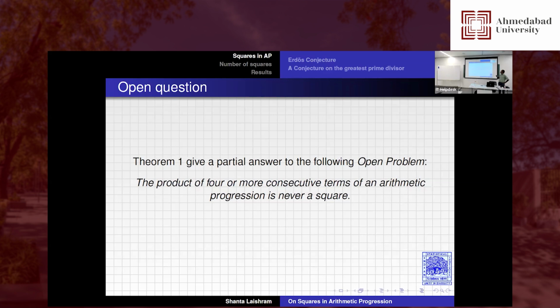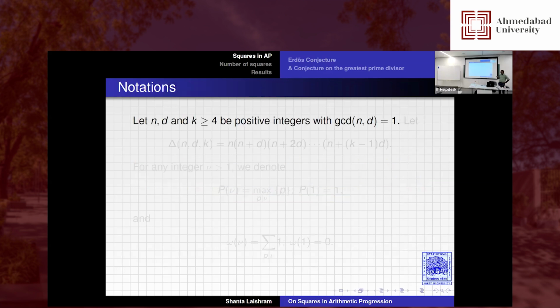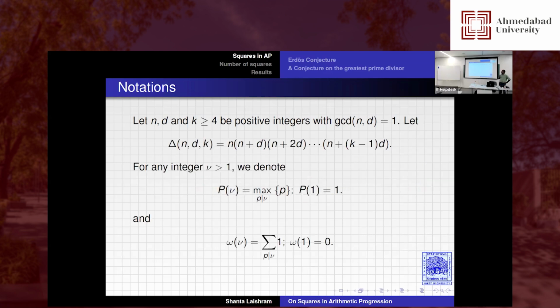Now, about how 109 came about, this has to do with the general problem. I'm going to define some notation. Just for the sake of simplicity, take n, d, k with n and d coprime, GCD 1, and k an integer. Delta of n, d, k is nothing but the product of k consecutive terms of an arithmetic progression starting at n: n, n plus d, n plus 2d, up to n plus (k minus 1)d.